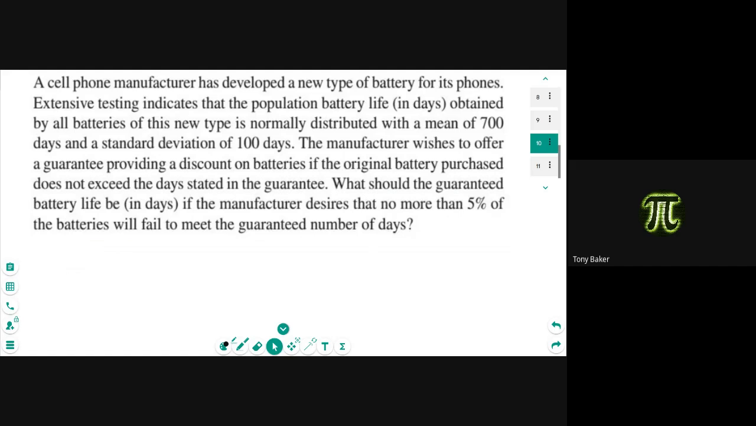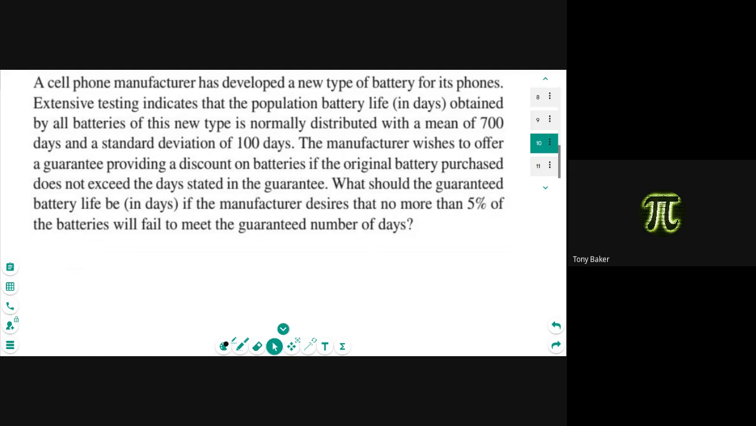So a cell phone manufacturer has developed a new type of battery for its phones. Its inspection testing indicates the population of battery life in days obtained by all batteries of this new type is normally distributed with a mean of 700 days and a standard deviation of 100 days.